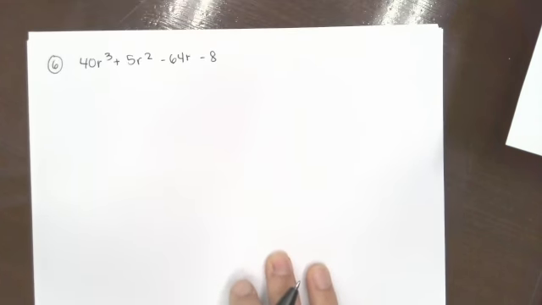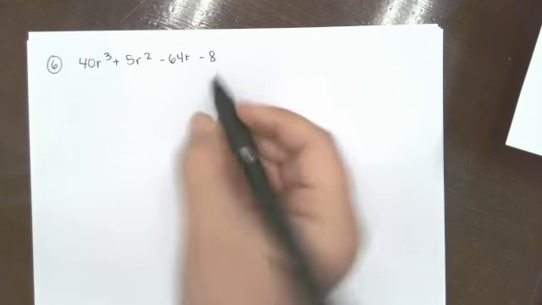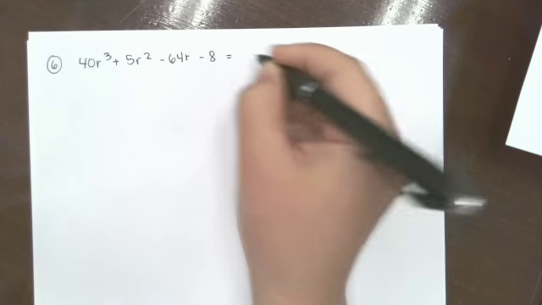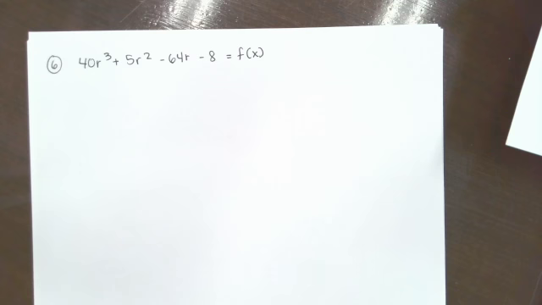Number 6 is saying 40r cubed plus 5r squared minus 64r minus 8. First thing I notice is that I have 4 terms. 1, 2, 3, 4. I've also noticed that there is no equals. Not that it matters. Sometimes they'll do a 0, f of x, p of x. It doesn't really matter because it's asking you to factor. I'm noticing there are 4 terms. We only know one method for 4 terms, and that is factor by grouping.